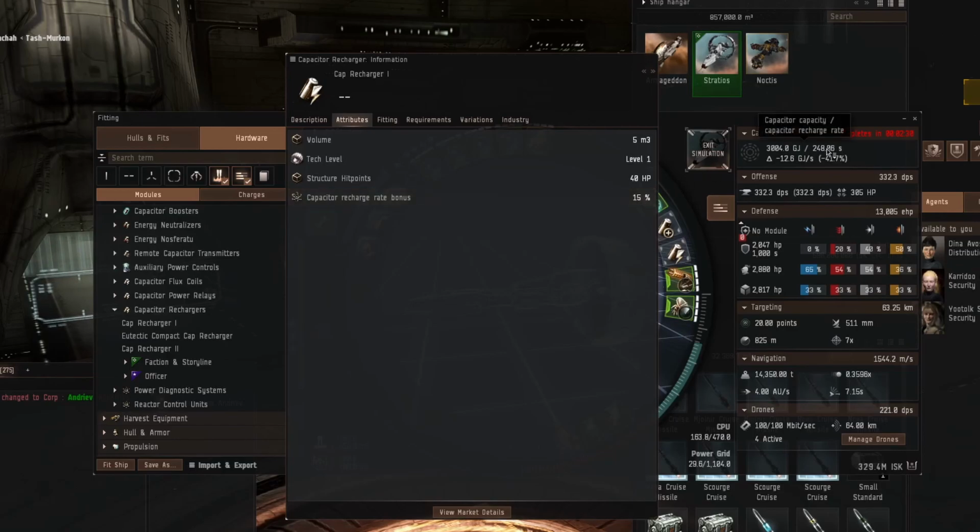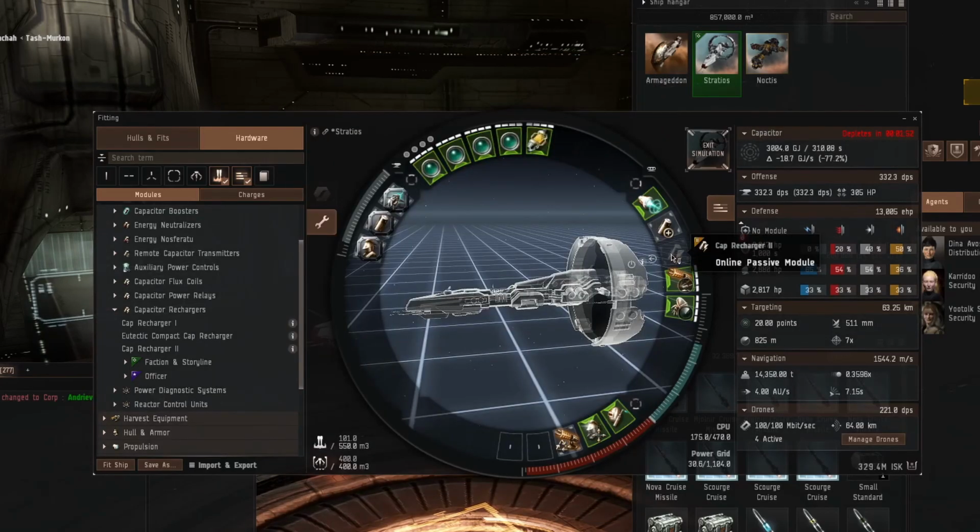So these reduce the capacitor recharge rate by 15%. As you can see, if we turn this one off, then the recharge rate goes up to 310.8 seconds, and when we turn it on, it goes down to 248.8. So obviously this will give you more capacitor per second because you're reducing the time it takes to go from 0 to maximum.